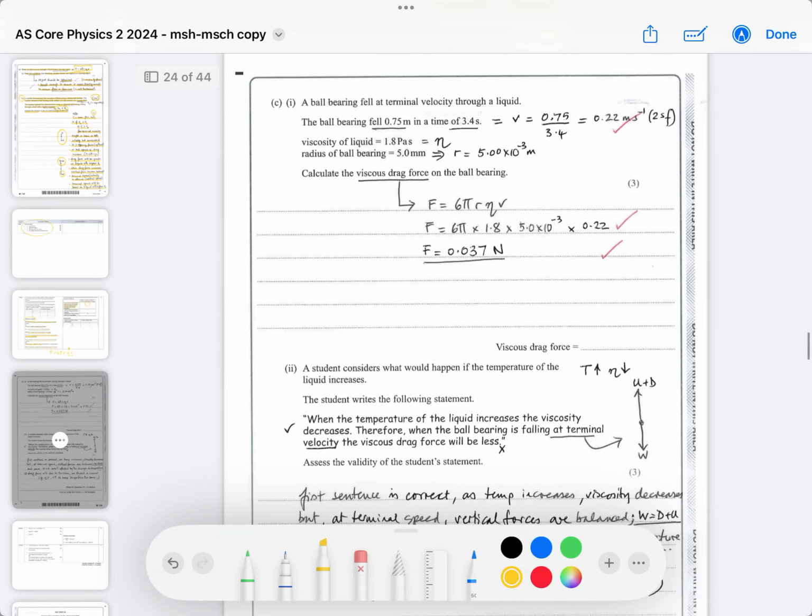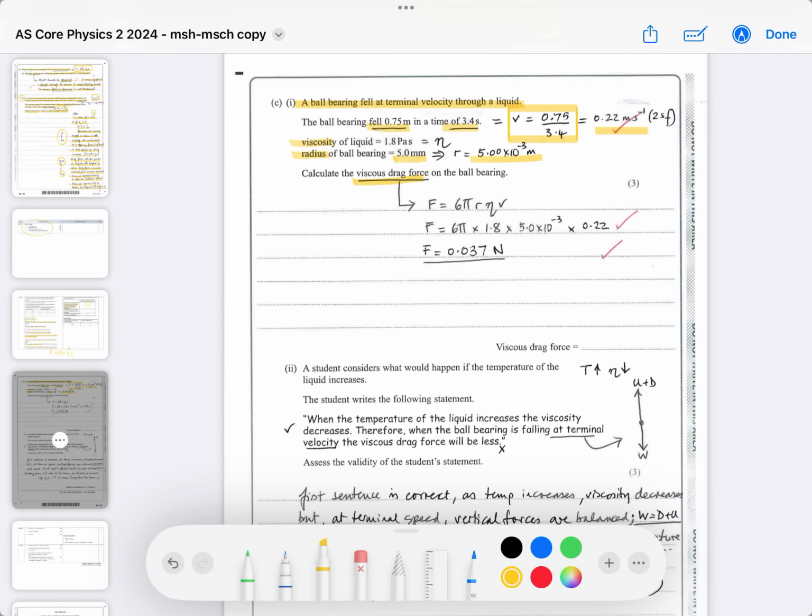Part C, it then says the ball bearing fell at terminal velocity through a liquid. So terminal velocity can be determined because it fell 0.75 meters in a time of 3.4 seconds. So you just work out the velocity, and that gives you a value of 0.22 meters per second to 2 significant figures. They've then given you the viscosity and they've given you the radius, and you've got to make sure they're in the correct units, so change it to meters. The viscosity is in the correct units already.